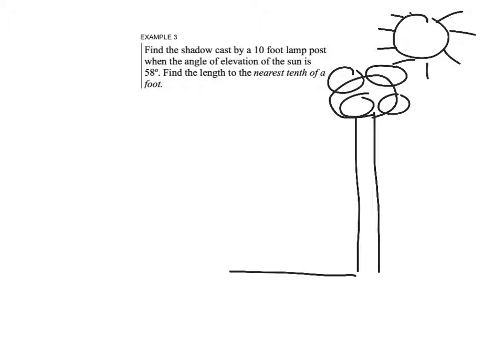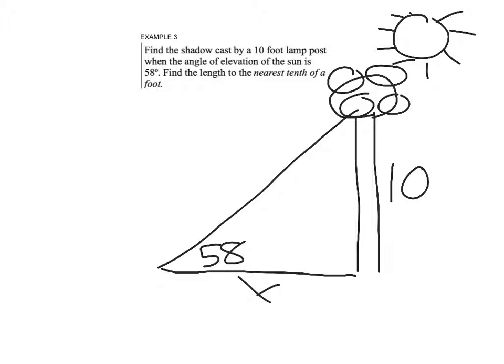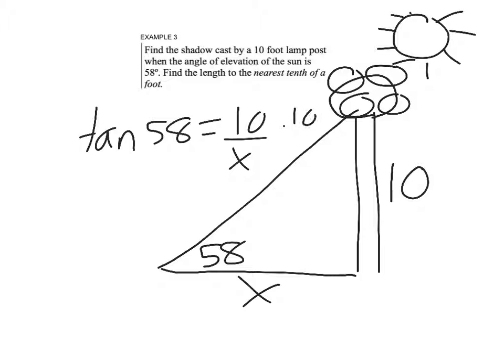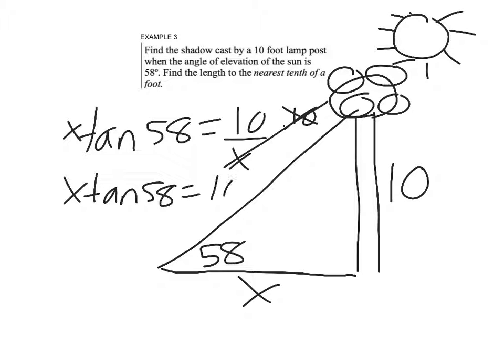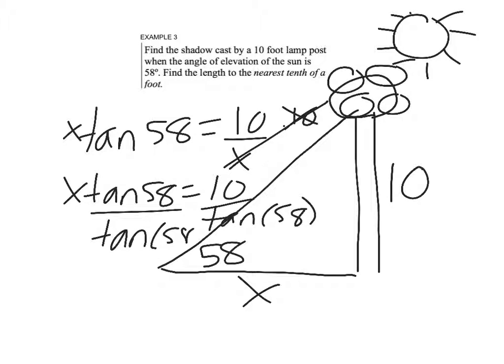Find the shadow. So here would be the shadow cast by a 10-foot lamppost, so I know that's 10 feet, when the angle of elevation is 58. So the shadow would be down here. Think about your shadow, it's on the ground behind you. So I would have tan of 58 equals 10 over x, multiplied by x. So I have x tan 58 equals 10, and divide by the tangent of 58. And that would tell you how long the shadow is.